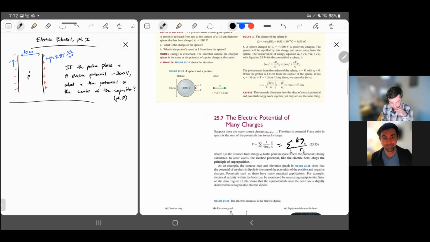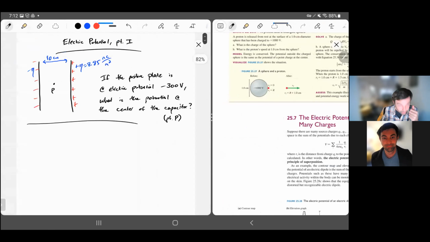So going to this example problem, looks like we're given some information about a capacitor. We're not given the electric field, but we're given a lot of information. We're given the charge density and the distance between the two plates, so we could figure out the electric field. And we're also told that the positive plate is at negative 300 volts. Okay, so we want to find out the potential here. If we knew the potential here, then it would just be halfway in between those two. So we can solve it a couple different ways.